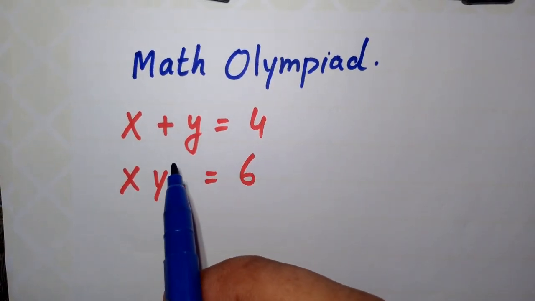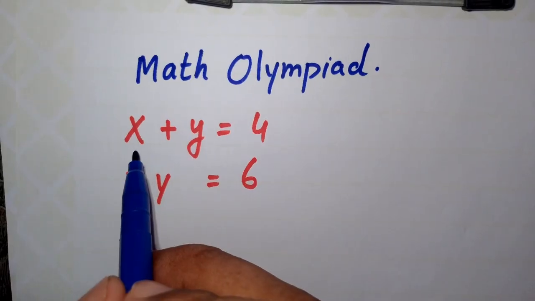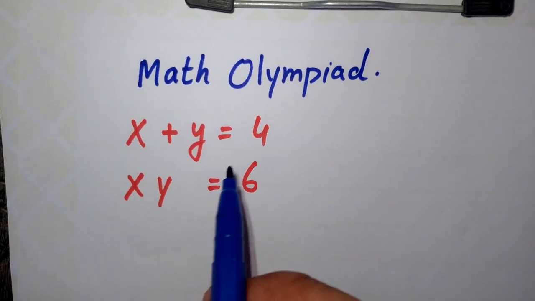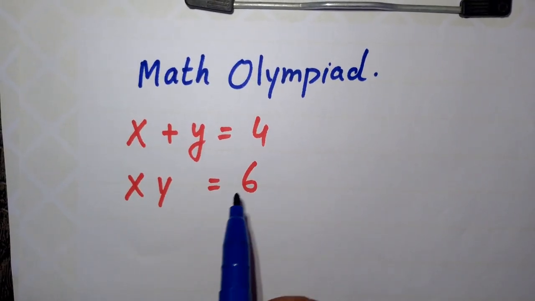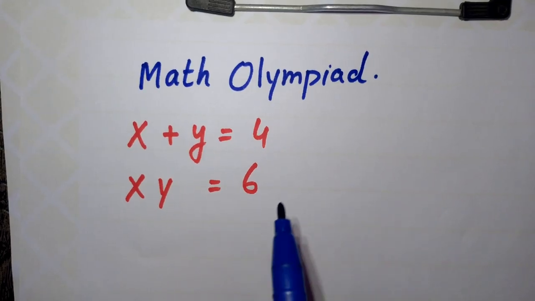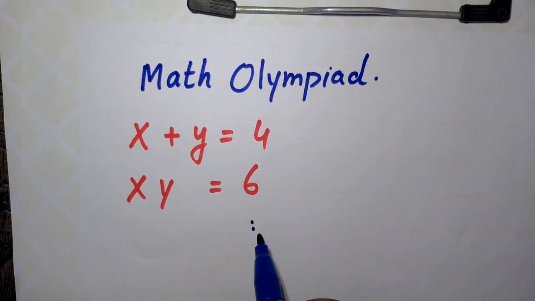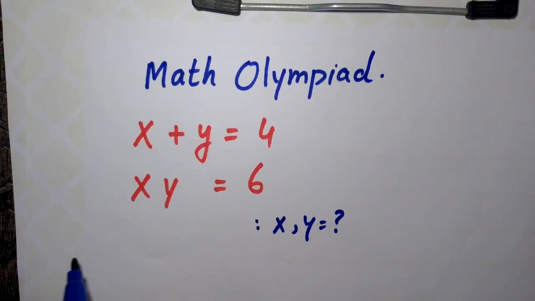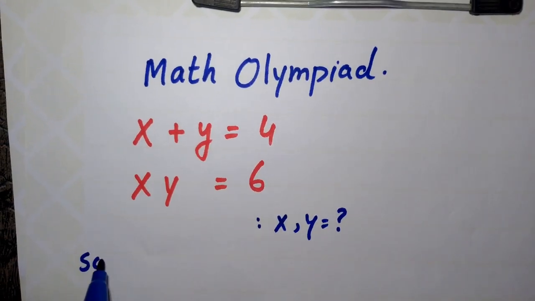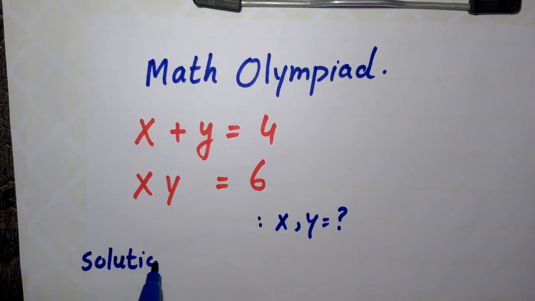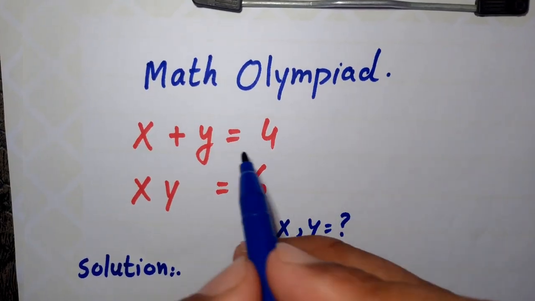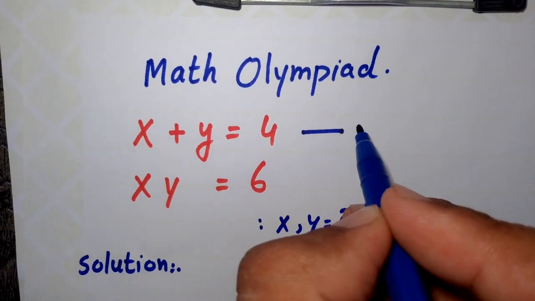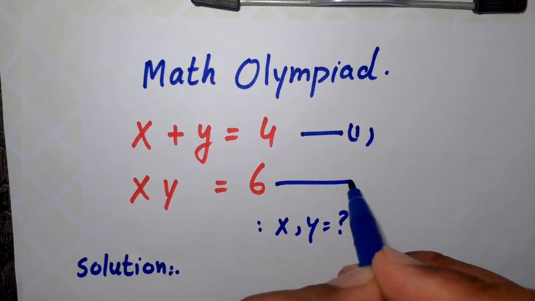We have to solve a very interesting question: x plus y is equal to 4 and xy is equal to 6. We have to find the value of x and y. Solution. For example, this is equation 1 and this is equation 2.